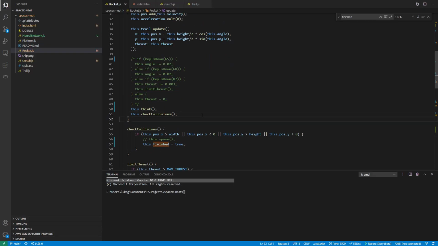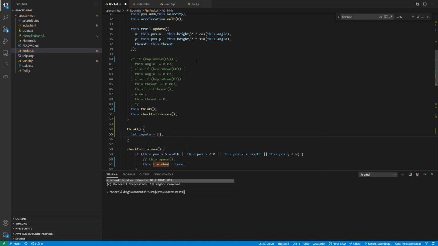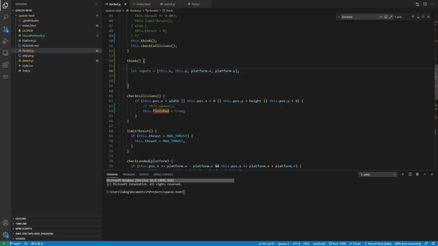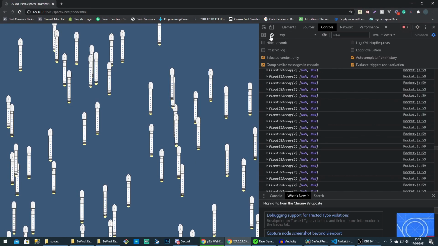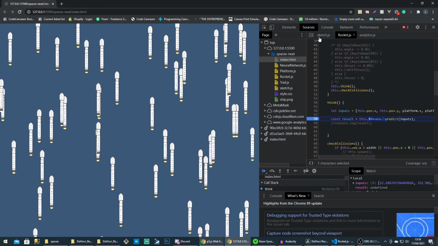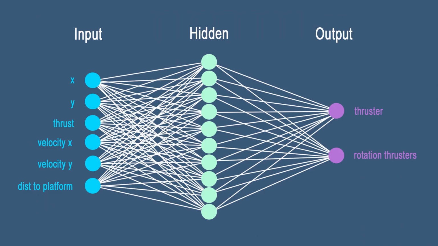Now I need to make the rockets think. So each rocket is going to be making a decision 60 times per second, which is just equivalent to the frame rate of the simulation. So given some inputs, the neural network will spit out some outputs, which will alter the behavior of our rocket. Looking at this image, you can get a good idea of what I'm blabbering on about.